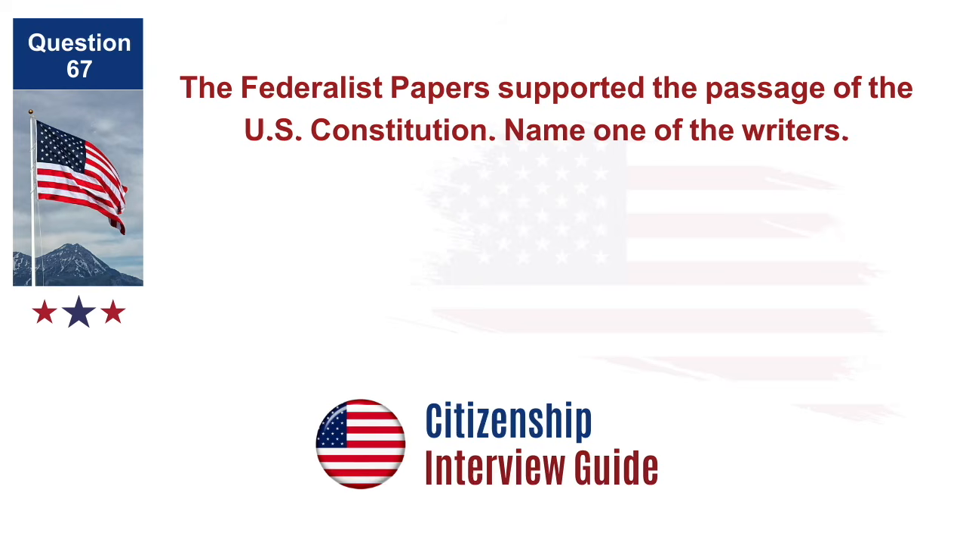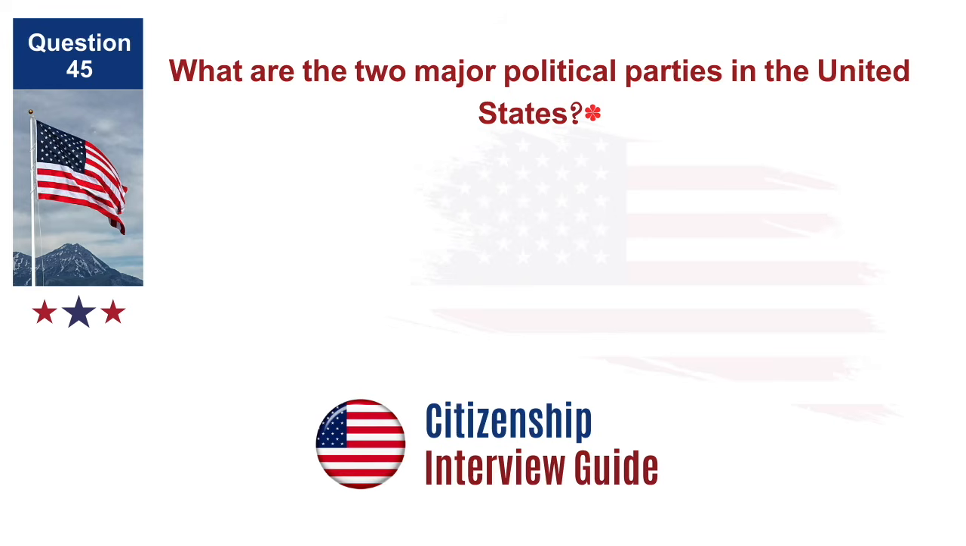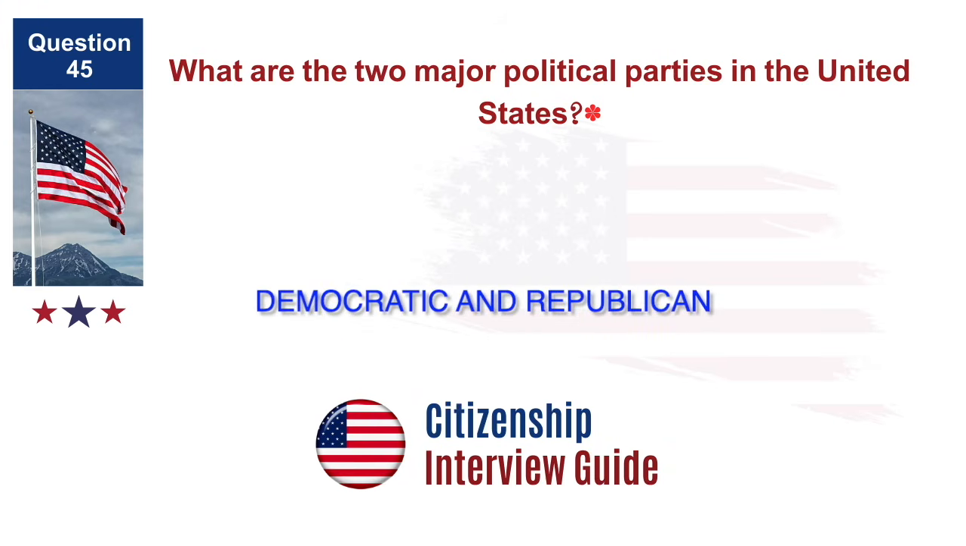The Federalist Papers supported the passage of the U.S. Constitution. Name one of the writers. James Madison. What are the two major political parties in the United States? Democratic and Republican.